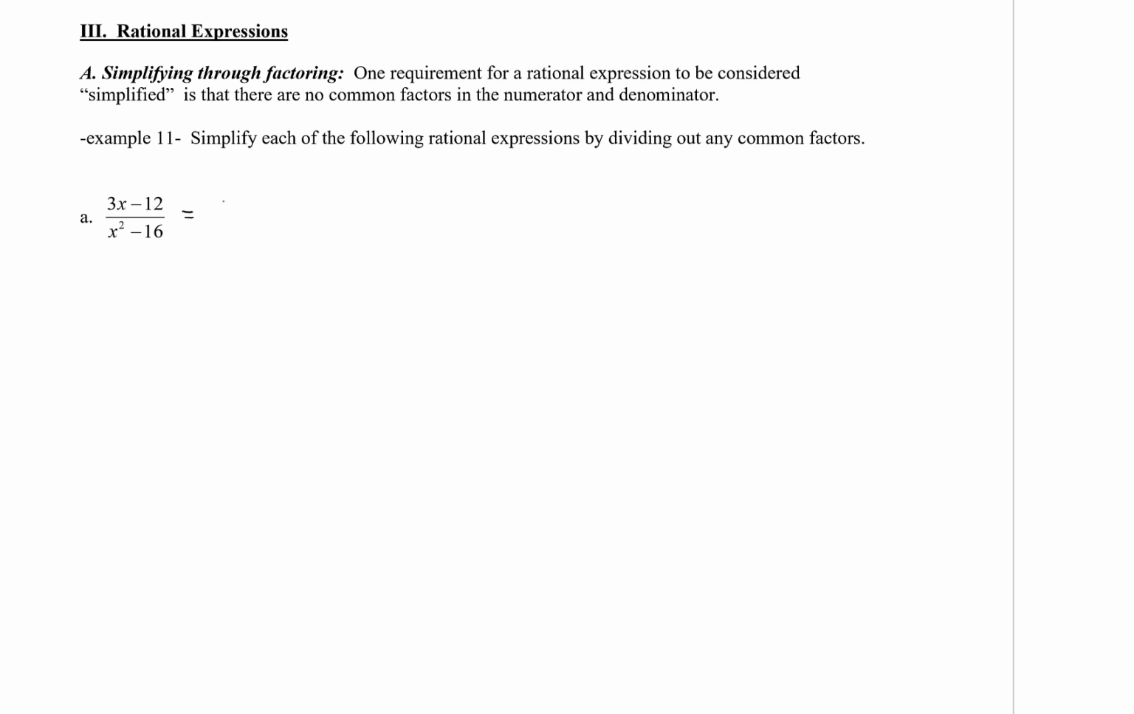And the denominator is the difference of two perfect squares. So I'm going to factor out that x squared minus 16 in the denominator as two binomials multiplied together, x plus 4 times the binomial x minus 4. And now I can cancel out a common factor of x minus 4 in the numerator and denominator, and I'll just be left with 3 divided by x plus 4. And I'm going to box that in.